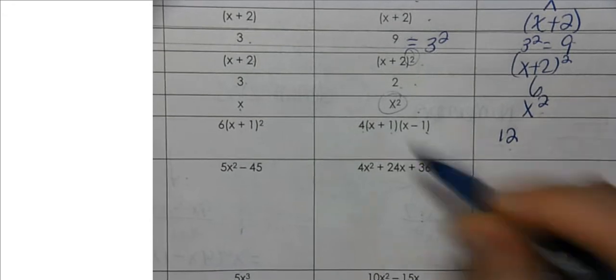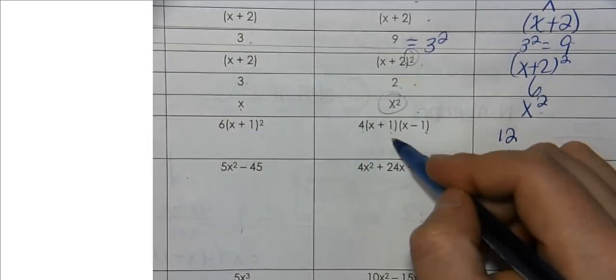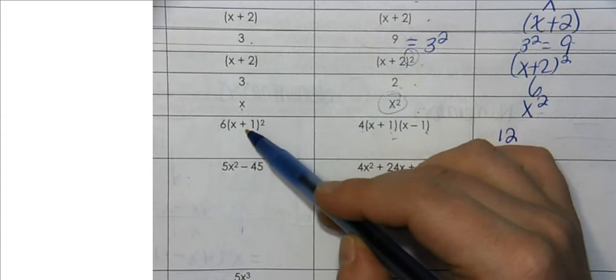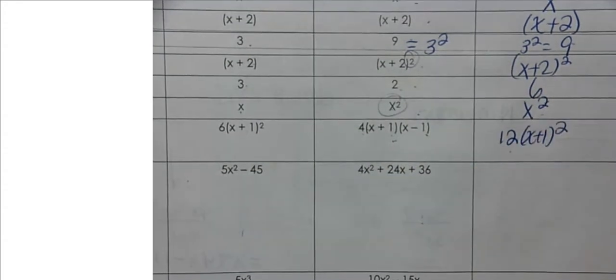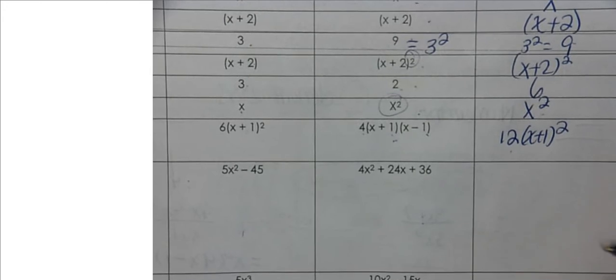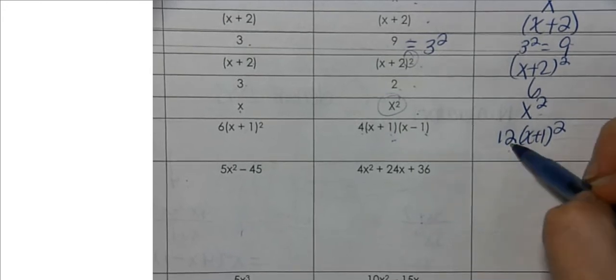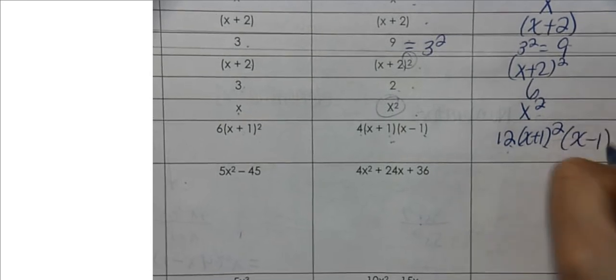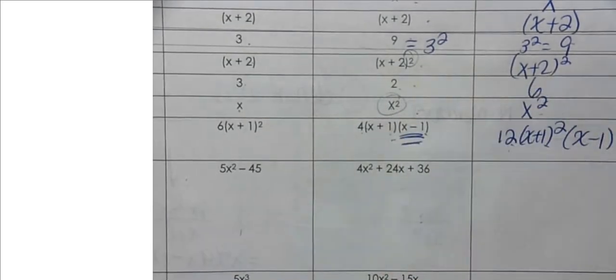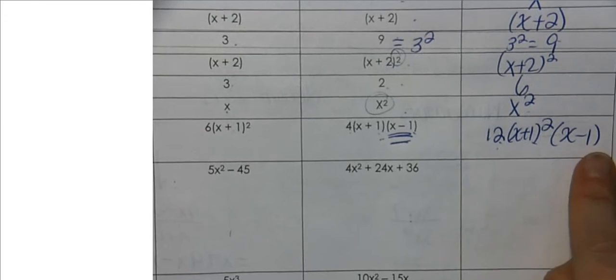Now, they both have in common an x plus 1, but this one has an x plus 1 squared. So I'm going to write x plus 1 squared. Now remember, every factor must be represented once. I've already dealt with the numbers. I've already dealt with the x plus 1. X minus 1 needs to be represented. So x minus 1 is going to be part of my least common multiple.